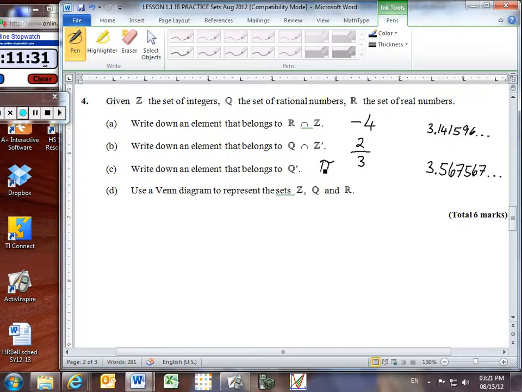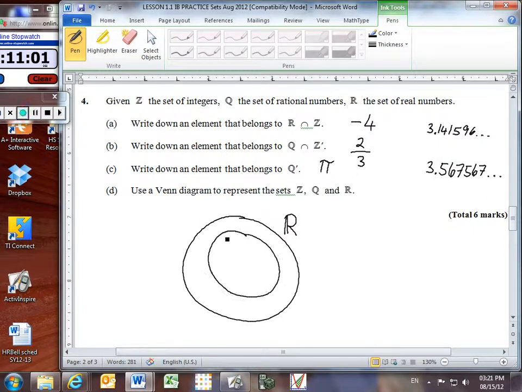And part D, use a Venn diagram to represent the sets Z, Q, and R. So how are these sets related to each other? Well, you might remember that R is absolutely everything. So let's make a nice big circle for R. Our real numbers are either rational numbers or irrational numbers. It's got to be one of the two. And so because R is everything, our rational numbers must be inside.